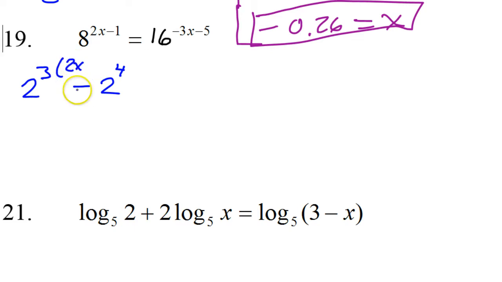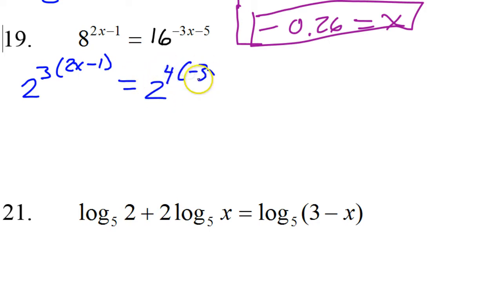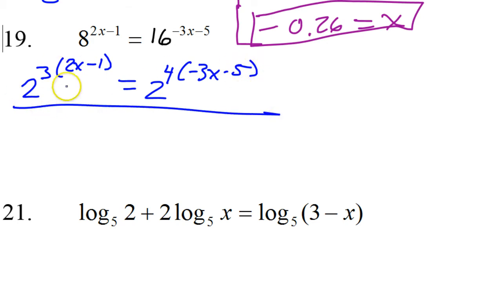Meanwhile, I still have the 2x minus 1. Let me spread this out. I'll put the 2x minus 1 in parentheses, though. And here I have my 2 to the fourth power, and I'll put my negative 3x minus 5 in parentheses. If the bases are the same, then the exponents are the same. I'm going to go ahead and do the distributive property, but I'm just setting these exponents equal to each other. So this would make 6x minus 3 is equal to negative 12x minus 20.